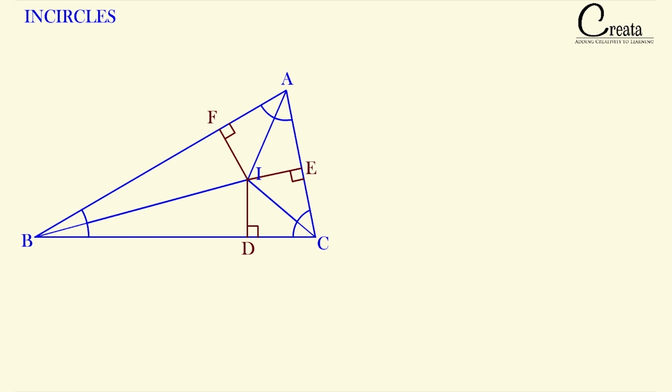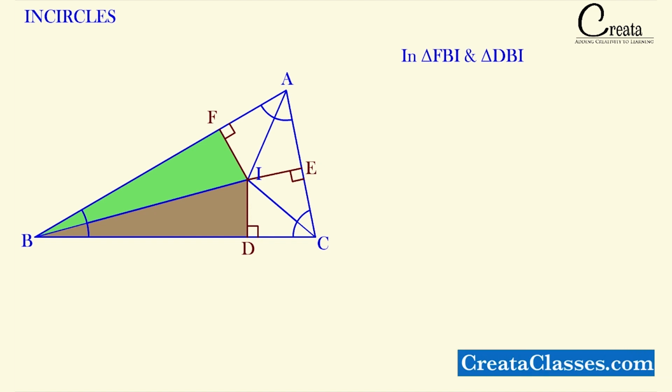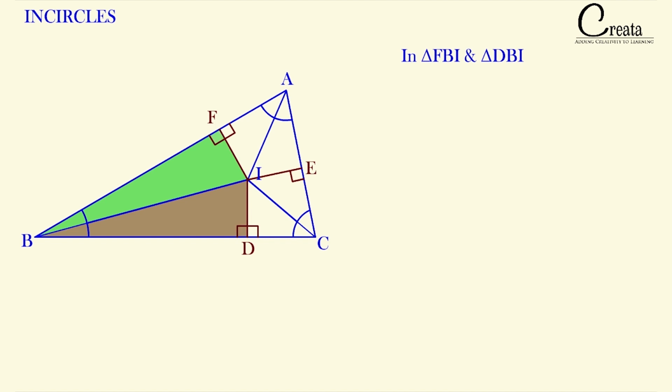If we take these two triangles, that is triangle FBI and the triangle DBI, are you able to observe these two triangles are the congruent triangles? Let's see how these triangles are congruent. First of all, both of these triangles are right angle triangles, that is angle F and angle D are right angle. Further, BI is the angle bisector of angle B, that is both of these angles will be equal to each other.